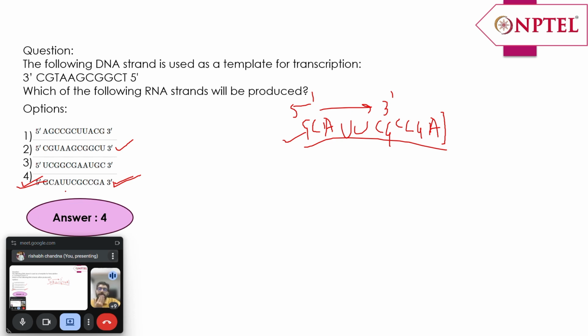And if it would be a sense strand, that means the sequence of that particular strand would be same as that of the RNA, but the T will be replaced by U. Then the RNA sequence would be this one, the option number A. So any doubts in this particular question?